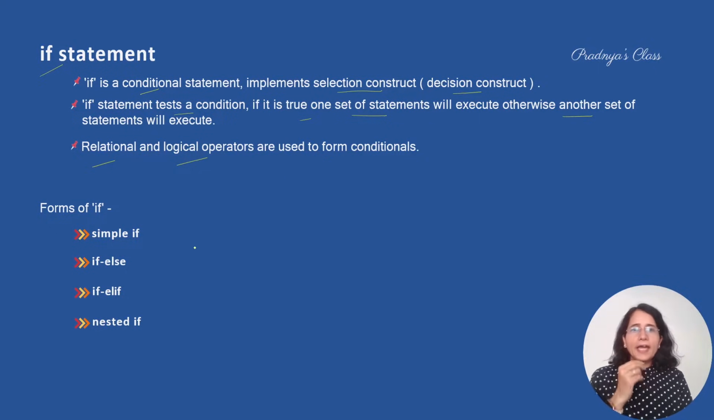If statement can be written in 4 different forms. So the first form is simple if. The second one is if else. The third one is if elif, and the fourth one is nested if. So let's check out the working of all these 4 forms of if with syntax and example.